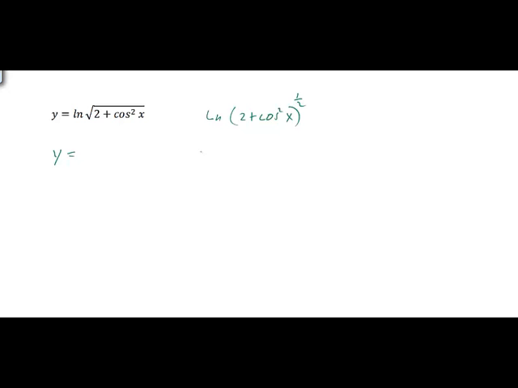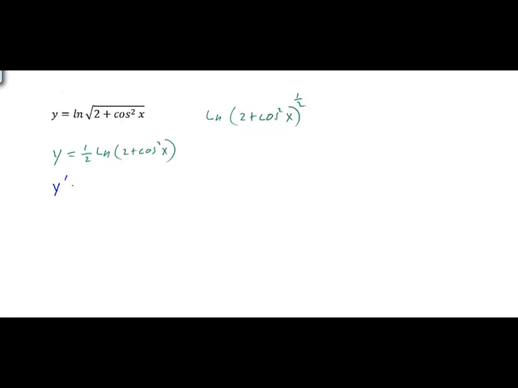And if we think of raised to the 1/2, we could leave it this way and take the derivative to get du over u, but that's going to require us here to use the chain rule. And that's perfectly fine. Or we can get around that by pulling the 1/2 out front of the natural log, and then we're just left with the natural log of 2 plus cosine squared x. So that makes things a little bit easier for us.